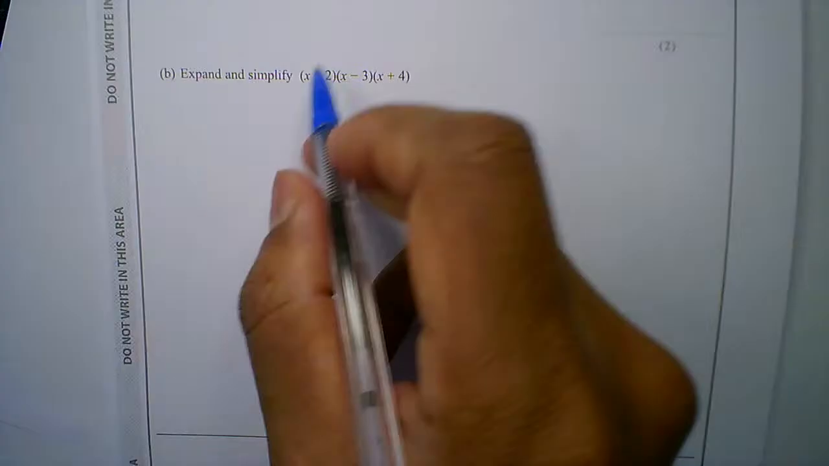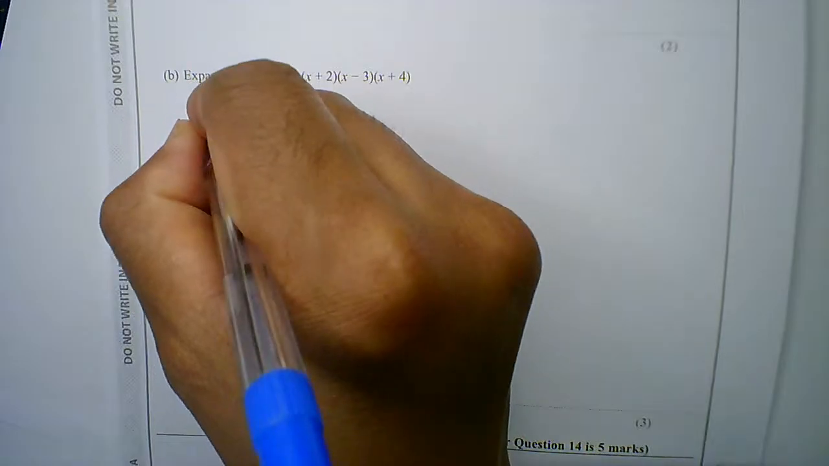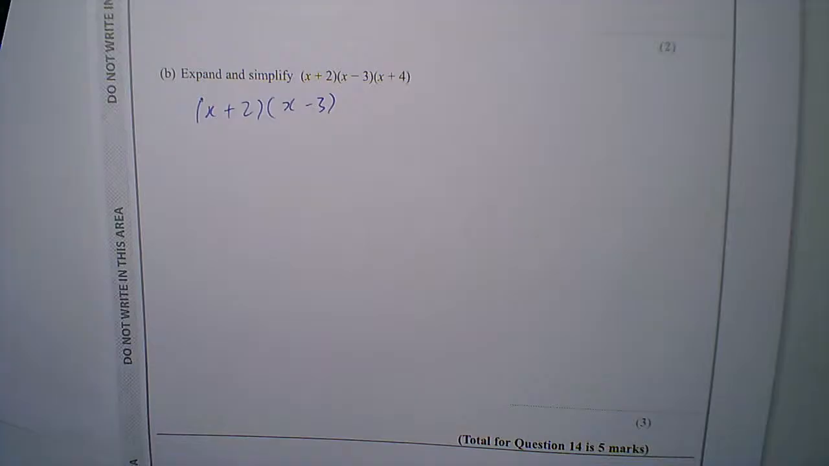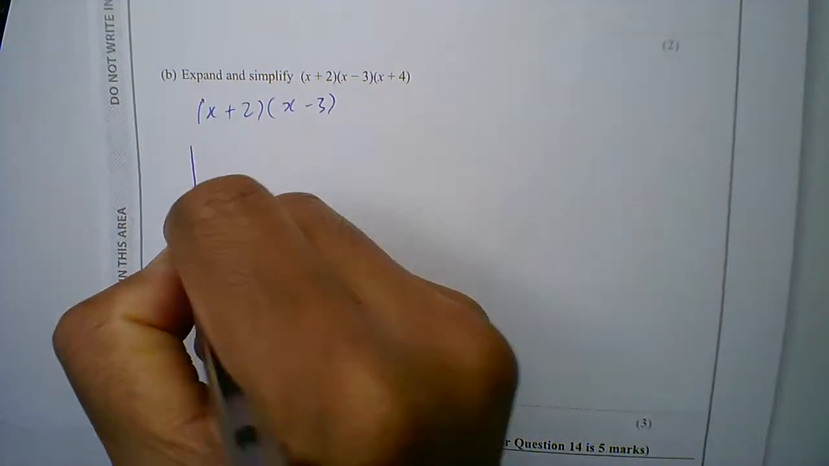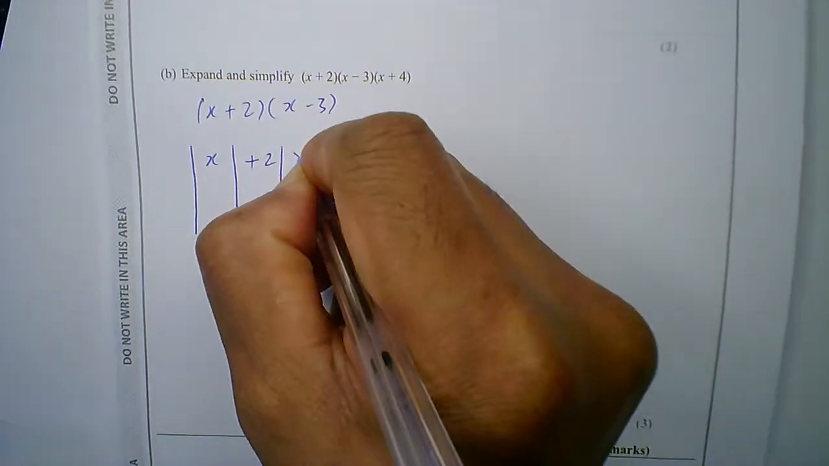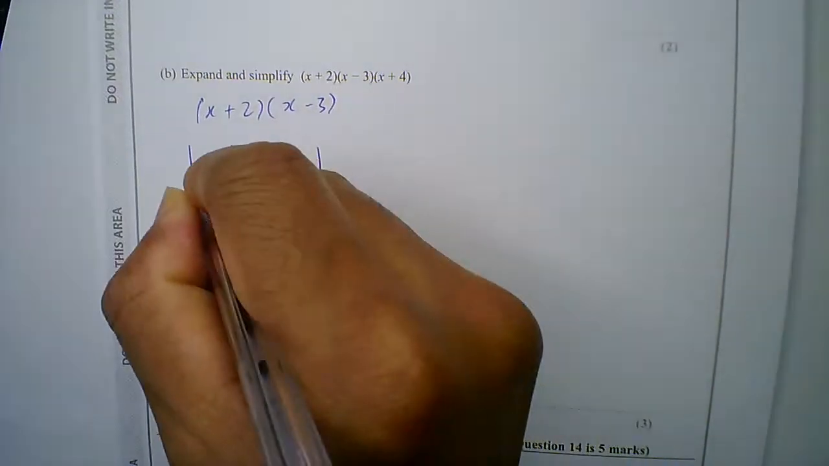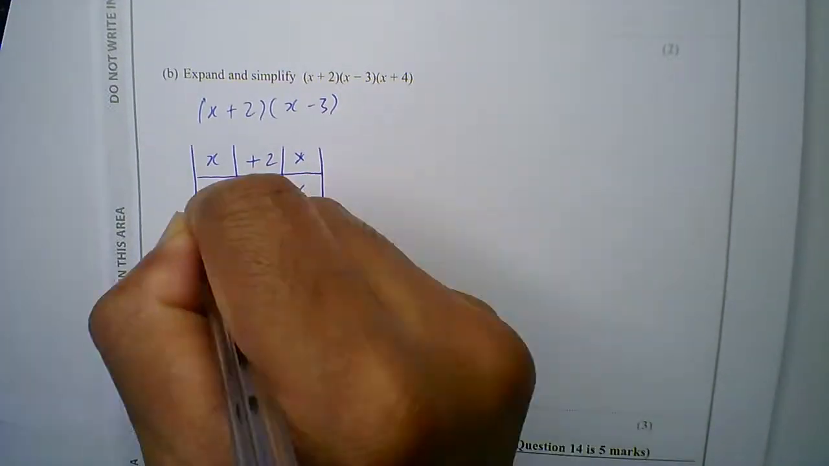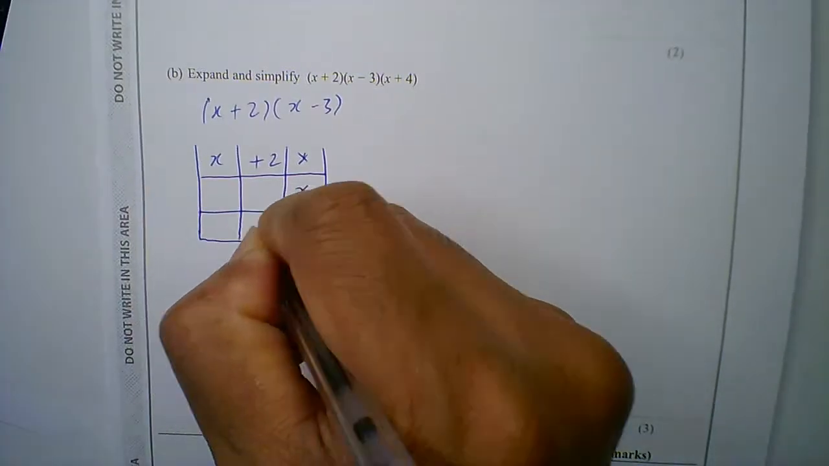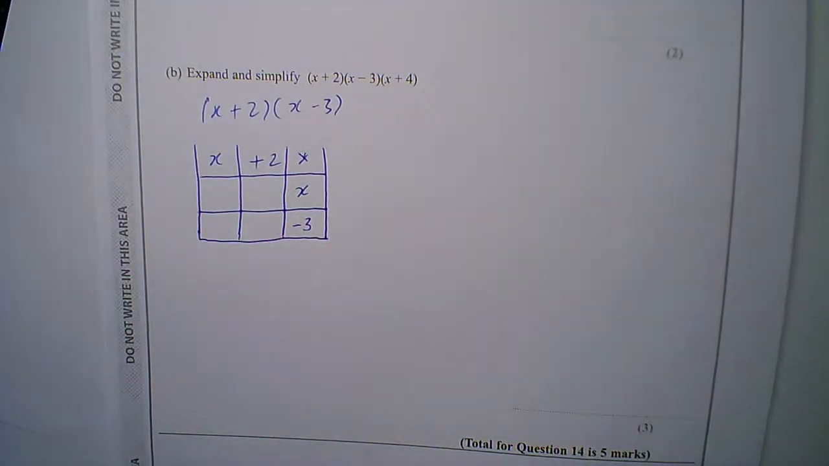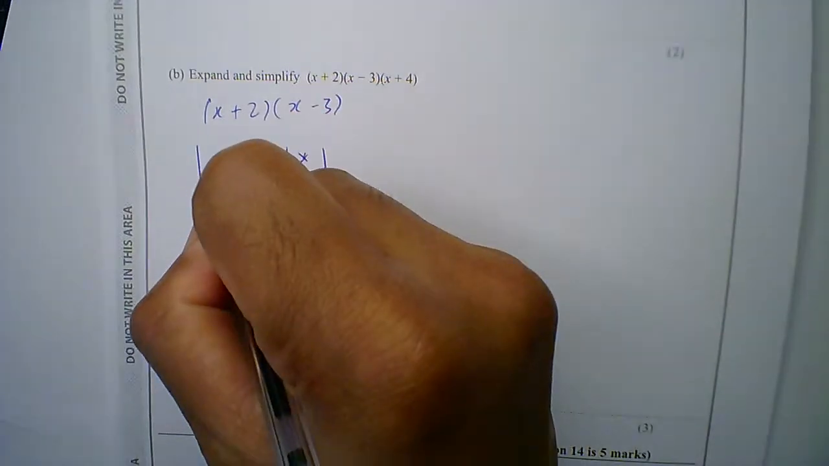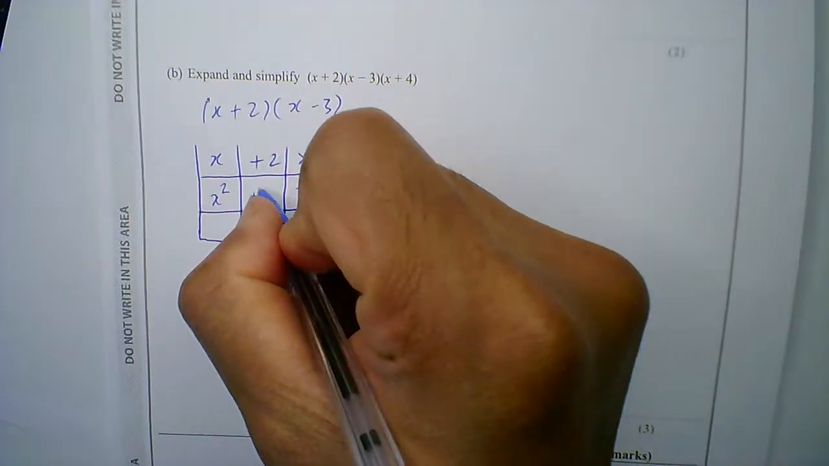So I'm going to do the first 2 terms, x plus 2 times x minus 3. And I'm going to have x here plus 2 times x minus 3. So I've got my grid. If you're not using a grid, then that's fine. It's just a grid does make it easier. That's why I'm demonstrating it here. x times x gives us x squared. x times 2 is plus 2x.